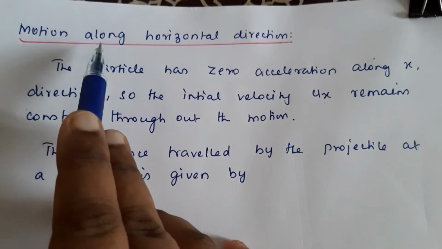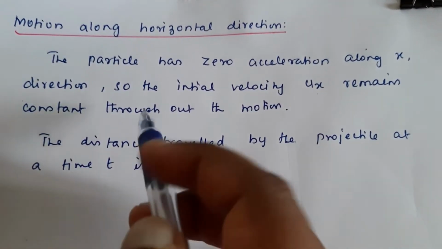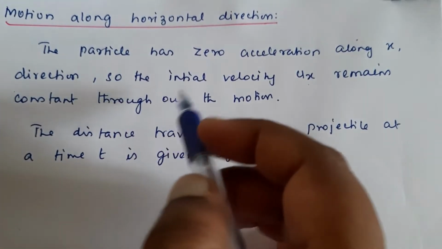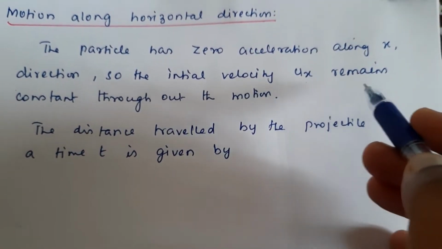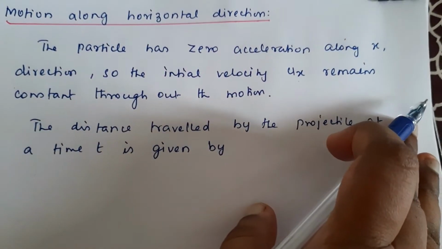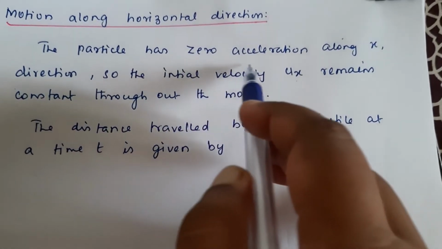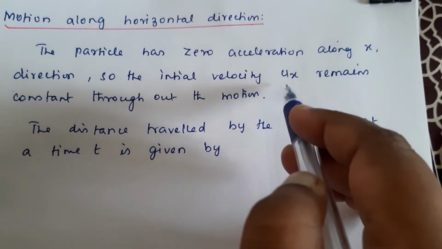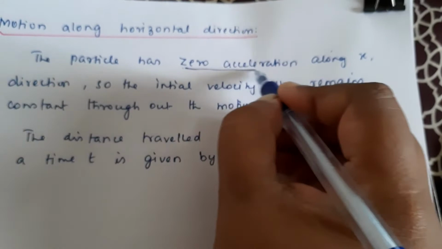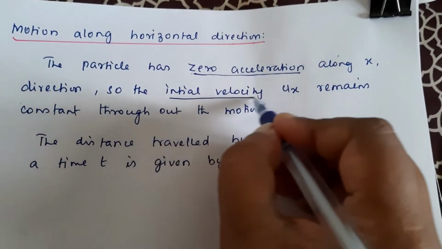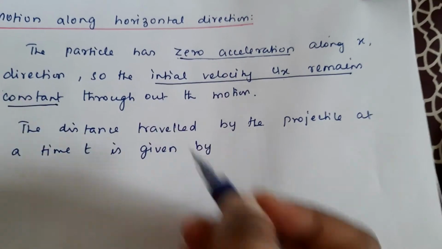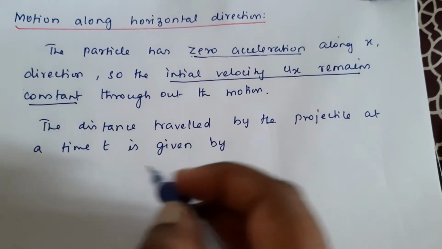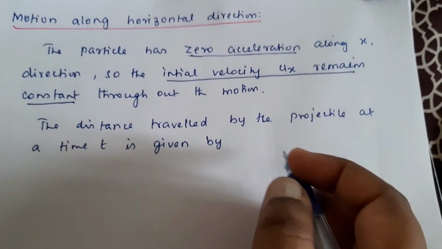Now we are going to find out the motion along the horizontal direction. In the horizontal direction, the particle has zero acceleration. Therefore, the initial velocity ux remains constant. These two are the important things here. Now we can find out the distance traveled by the projectile at time t in the horizontal direction.